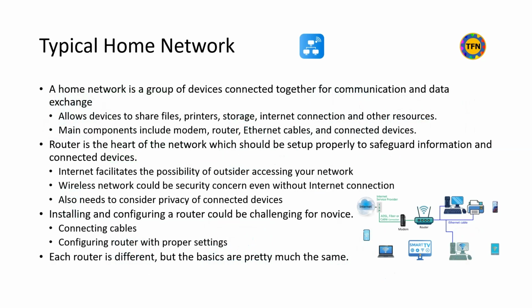A home network is a group of devices connected together for communication and data exchange. Main advantage of a network is ease of sharing files, printers, storage, and internet connection. Router is the heart of the network, which should be set up properly to safeguard information and connected devices.